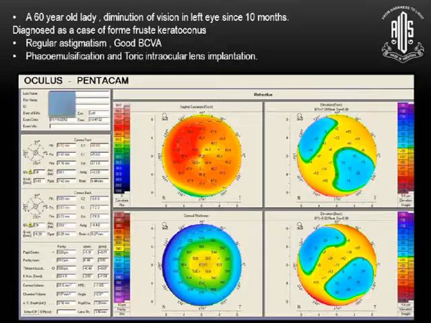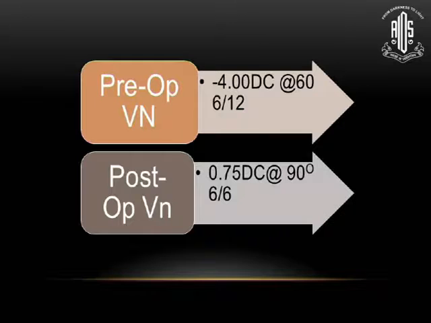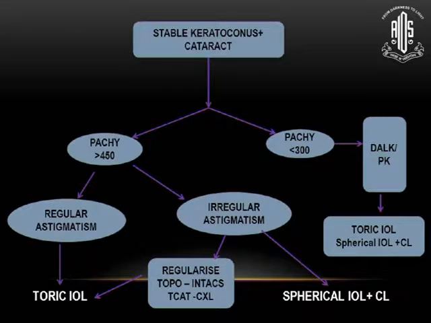And this is a 60-year-old lady who had come with a defective vision for the past 10 months, who was diagnosed as pellucid keratoconus, who had a regular astigmatism of -4 with good BCVA. So just a toric IOL will be a good choice for her to get back her vision to 6/6. So just a rough indication of what to do for a stable keratoconus. That is a must. The first important thing for keratoconus is to stabilize it and then plan for the cataract surgery.